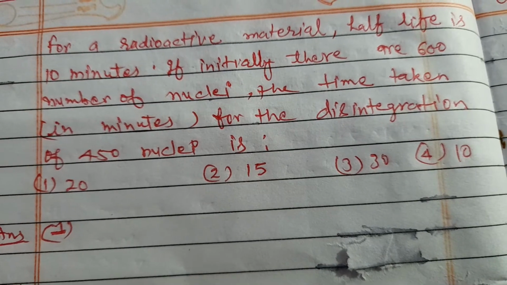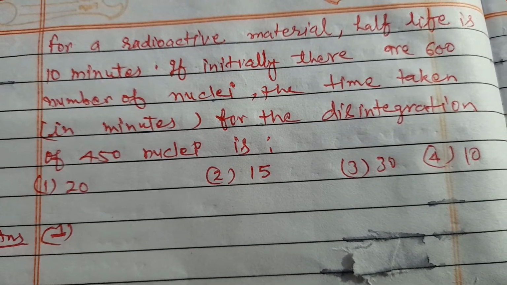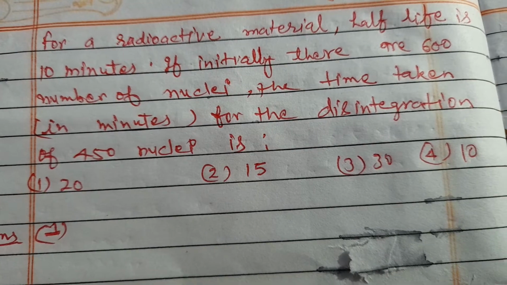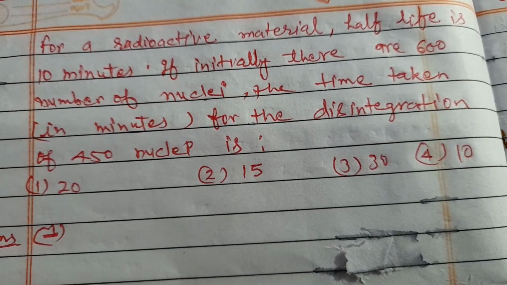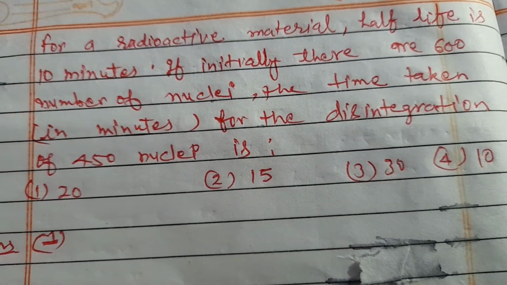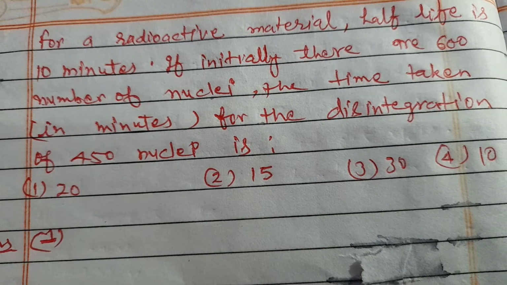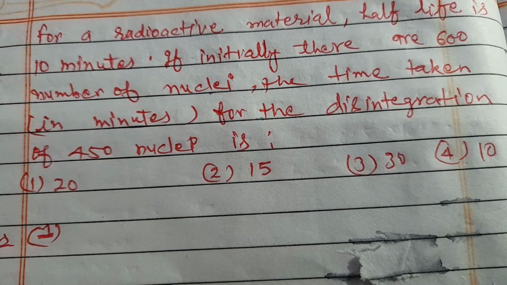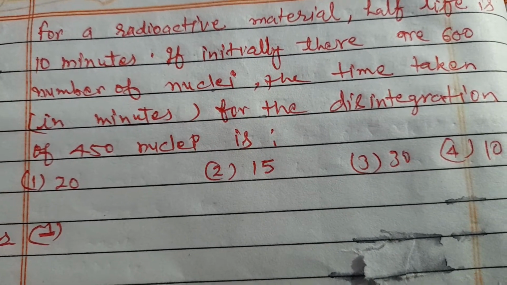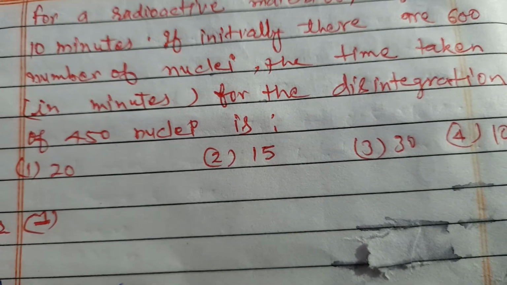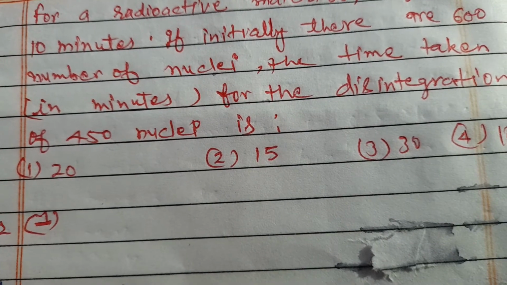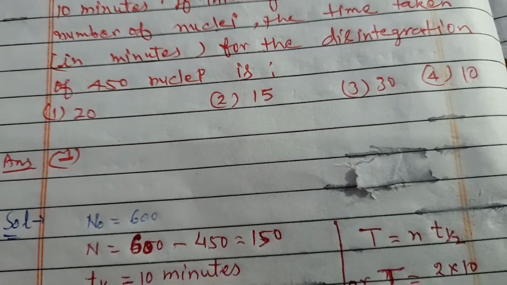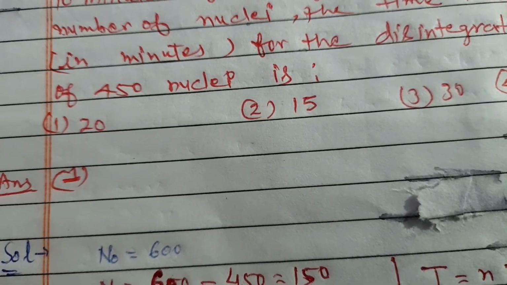This can be solved by two methods. First is the shortcut method. The half-life time is 10 minutes. There are initially 600 nuclei. 300 nuclei will disintegrate in 10 minutes. After that, 150 nuclei will disintegrate in 10 minutes. In 20 minutes, there will be disintegration of 450 nuclei. That is the shortcut method.